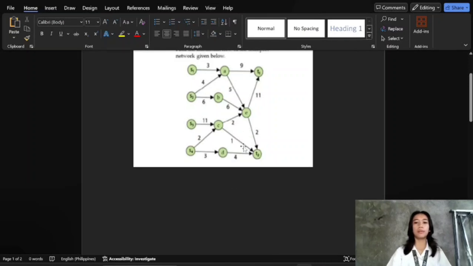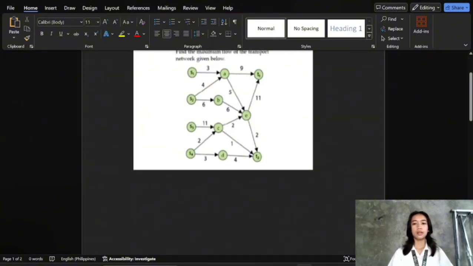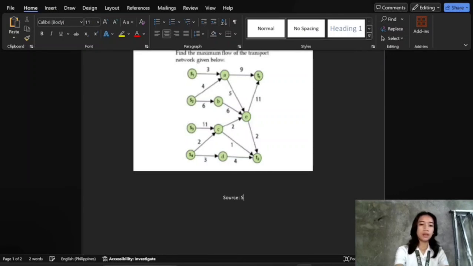So first, the problem setup: the sources, sinks, and intermediate nodes. So the sources we call S1, S2, S3, and S4. So, para mas maintindihan, the sources are S1, S2, S3, and S4.